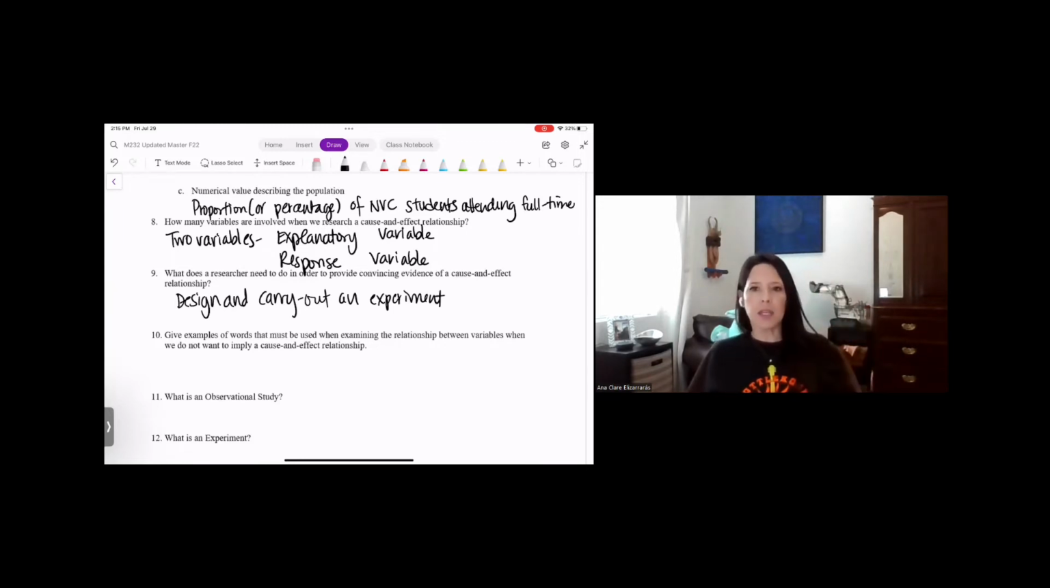When I'm not designing and carrying out an experiment to determine cause and effect, I can be dealing with an observation. Observation words that do not imply cause and effect are things like connected, associated, correlated, or likelihood.